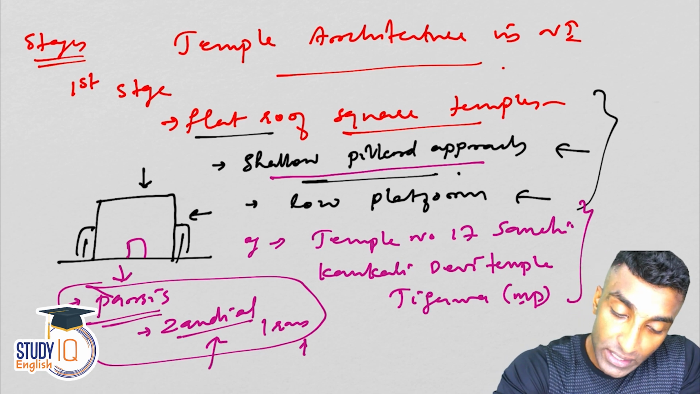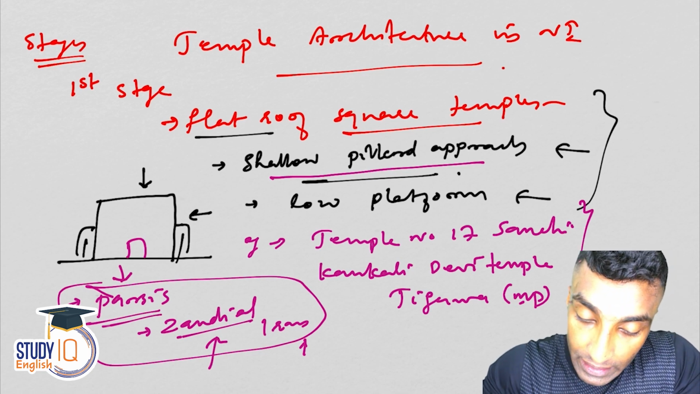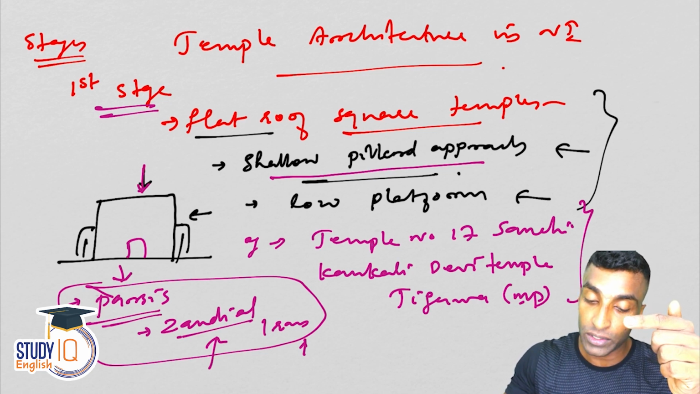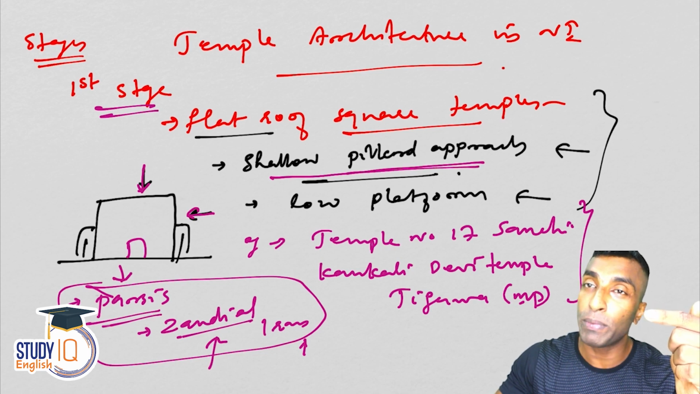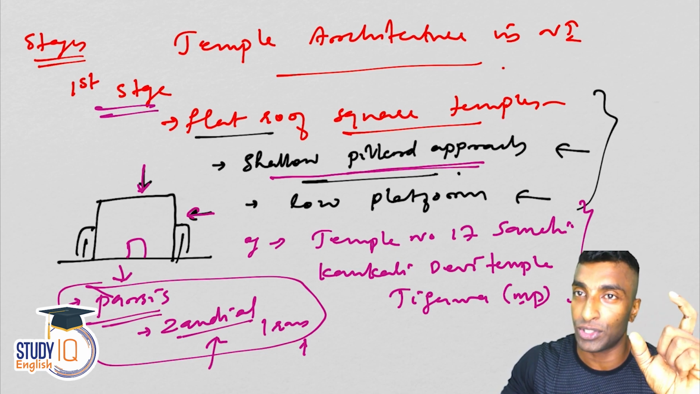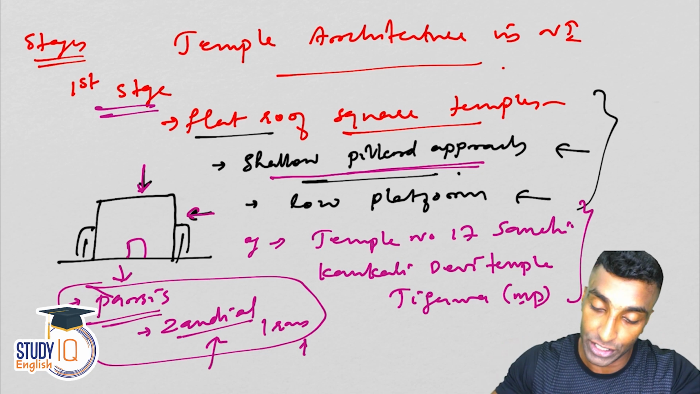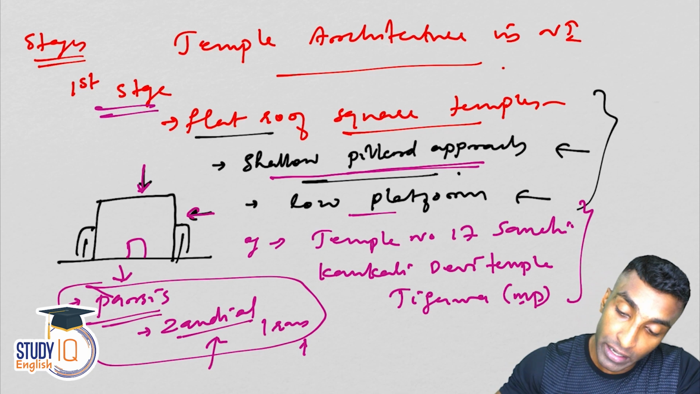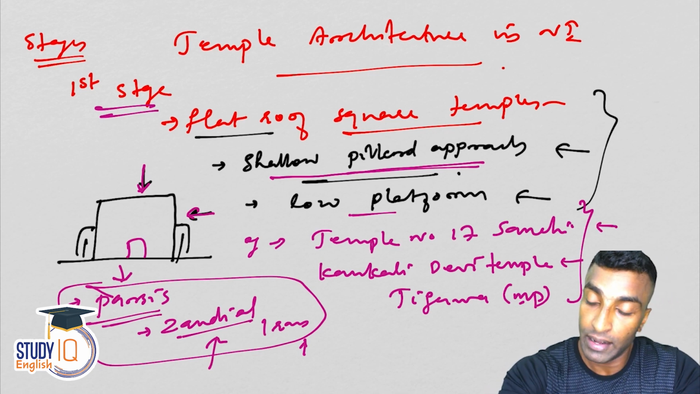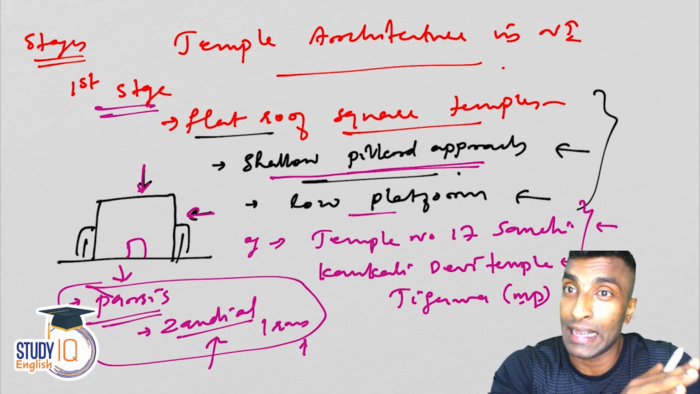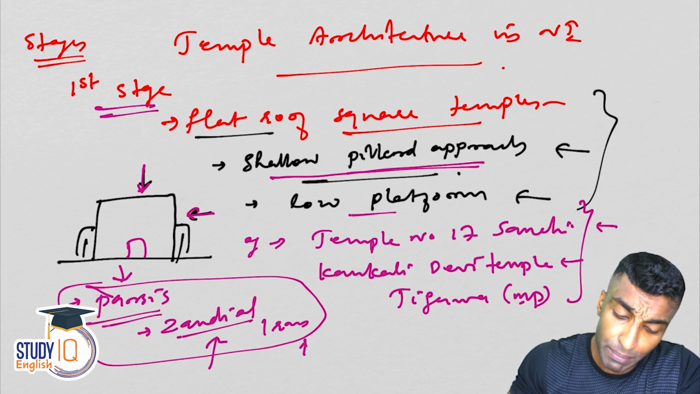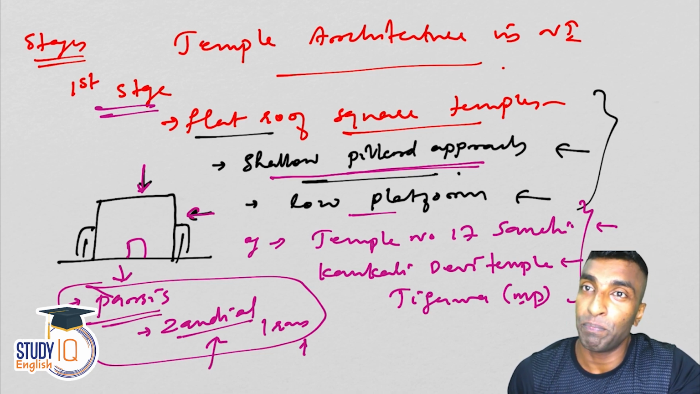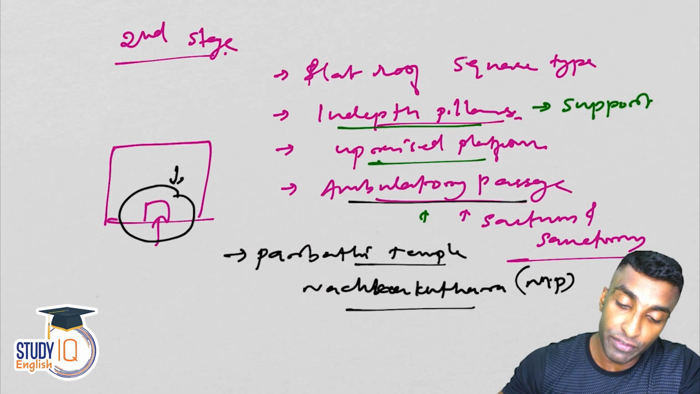So guys, this is the first topic that we have done, the first stage of development. In that you will see the flat roof, square type temple and shallow pillared approach, not for giving support to the structure, but kept as a decoration, and it was made on a low platform. Examples are temple number 17 at Sanchi and Kankali Devi temple, Tigawa, MP. I've told you the first temple was actually made not by Hindus but by Zoroastrians, the Parsis, in a place called Zandial in Iran.